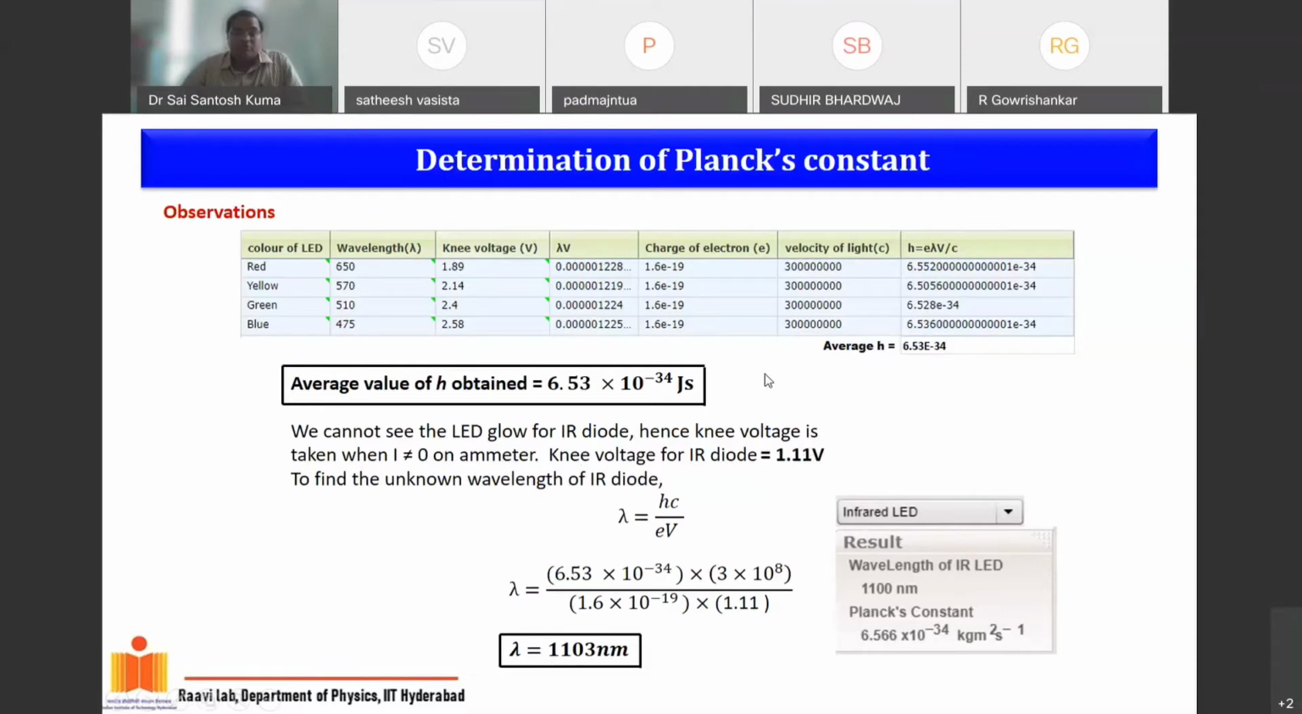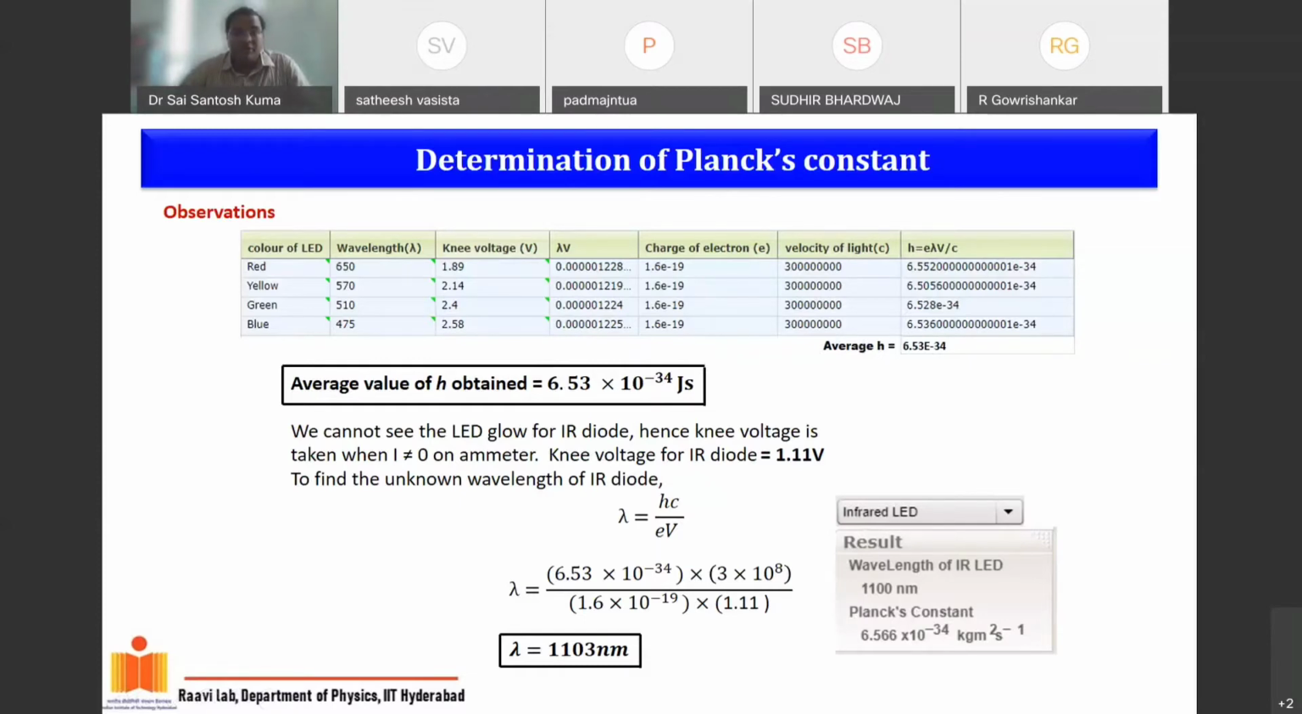Now, the second experiment. The point here is that we are given an LED, which is an IR diode, and we do not know the wavelength. So from the earlier experiment, you know what the h value is, and so you can use Planck's constant in this equation to get the actual lambda, right? So this is how you can do two experiments. This is the standard thing which we ask the students to do in the lab also.